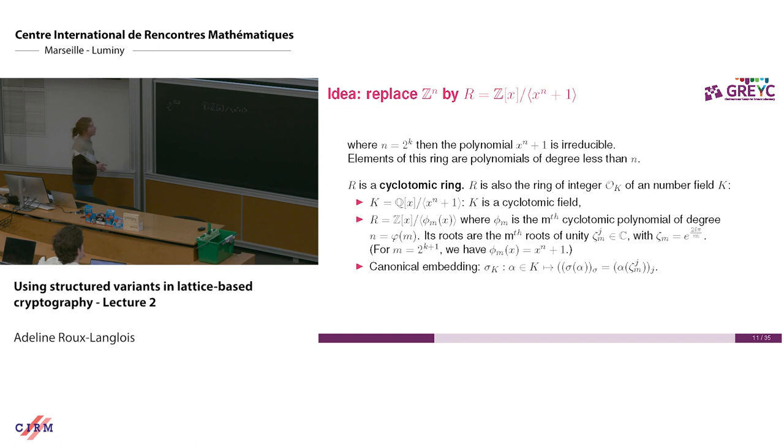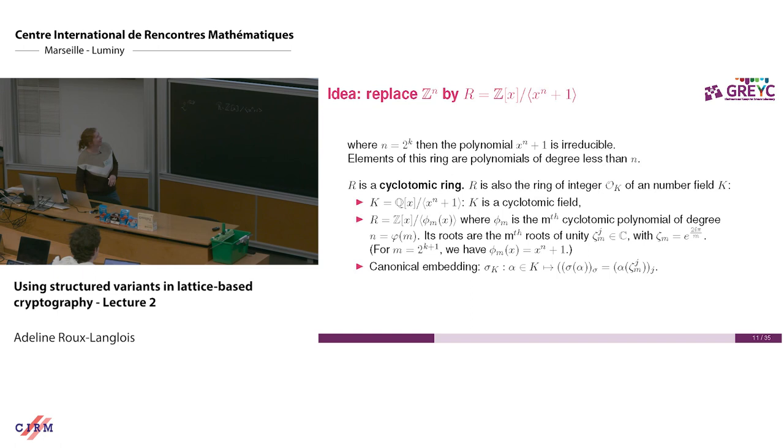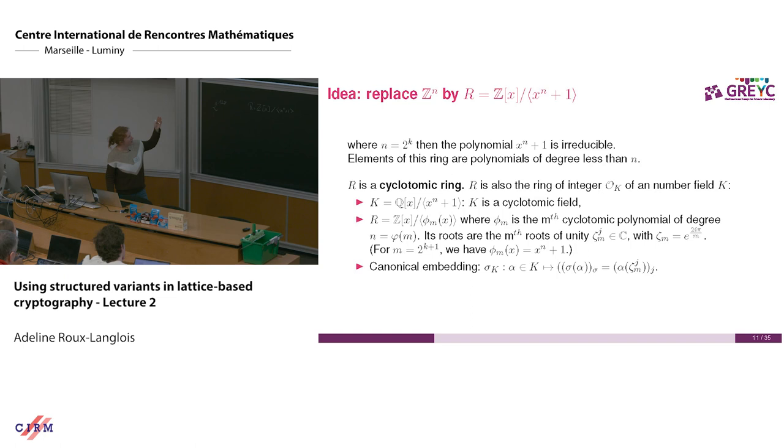And you know the roots of this polynomial, but I think for you all of this is quite natural, right? You're all working on polynomials, no? Maybe just an idea that I have. Okay, and we define the canonical embedding for an element alpha of K. So sigma, the canonical embedding of alpha, you evaluate alpha on the mth roots of unity of the polynomial.